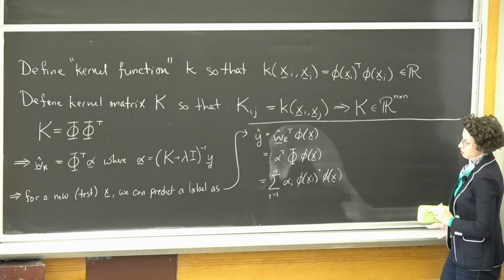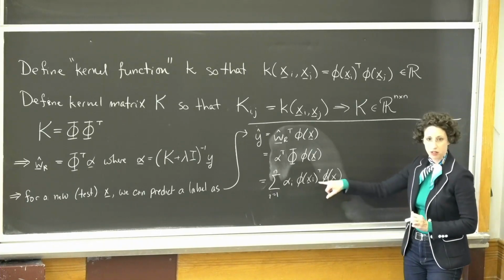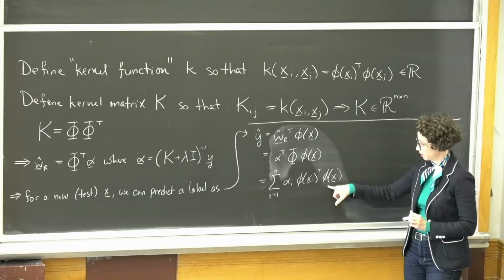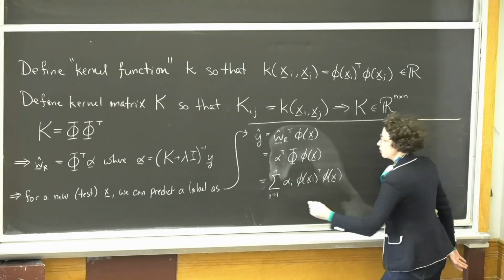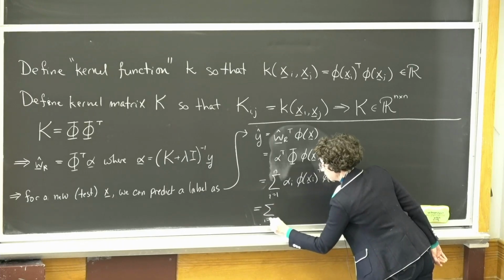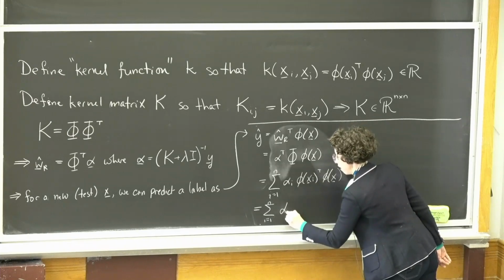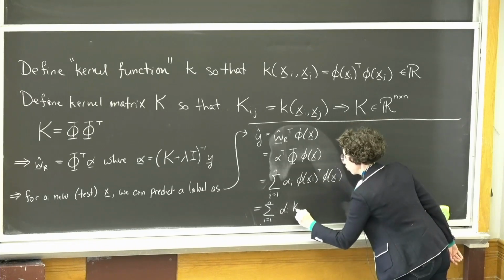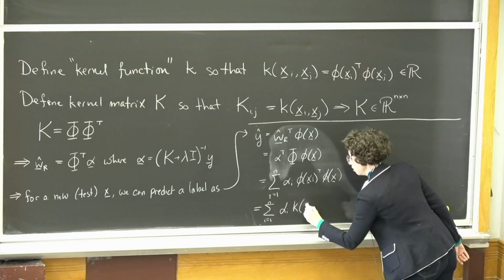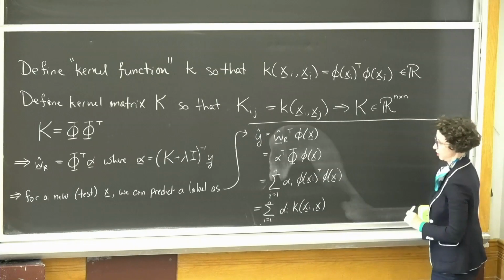Now, when you look here, you see that in this expression, we just have the inner product of two different phis, or phi mappings. And so I can actually write this using my kernel function. So I've got the sum from i equals 1 to n of alpha i times my kernel function applied to the pair x i and my new test feature x.